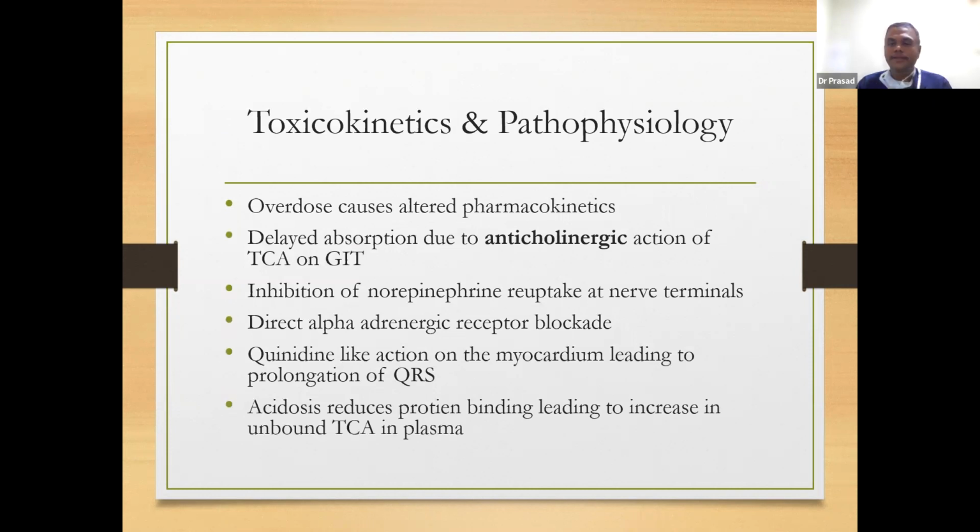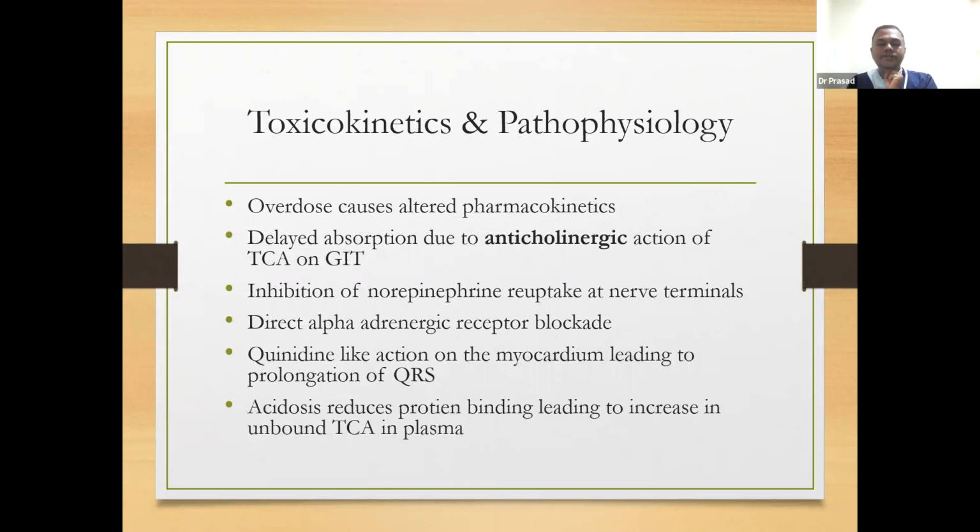What are the toxicokinetics and pathophysiology of tricyclic antidepressants? The overdose causes altered pharmacokinetics and delayed absorption due to the anticholinergic action of tricyclic antidepressants on the GIT. As it has a lot of anticholinergic action on the GIT, it causes sluggish movement of the bowels, leading to constipation, and this will result in delayed absorption of the overdose they have consumed. There is also inhibition of norepinephrine reuptake at nerve terminals, causing hypotension, and direct alpha adrenergic receptor blockade. They have a quinidine-like action on the myocardium, leading to prolongation of the QRS.